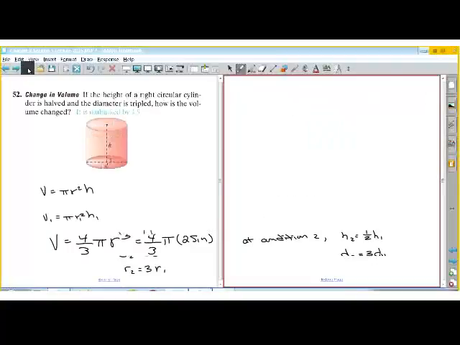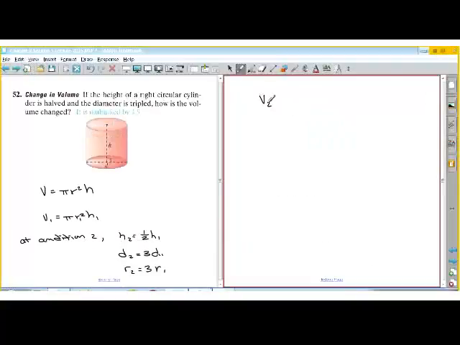So at that point, the changed volume is going to be pi r2 squared times h2. But then we can use these substitutions. For r2, I'm going to put in 3 times r1, and then square it. And for h2, I'm going to put in 1/2 h1. So I've rewritten the dimensions after the changes in terms of the original values.